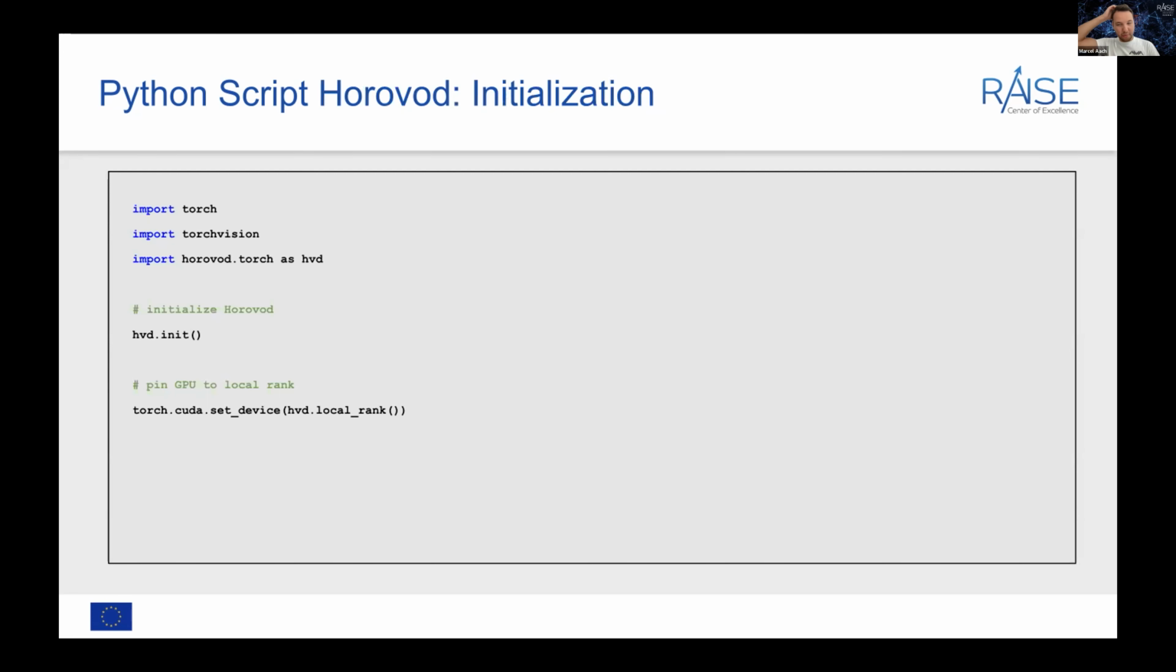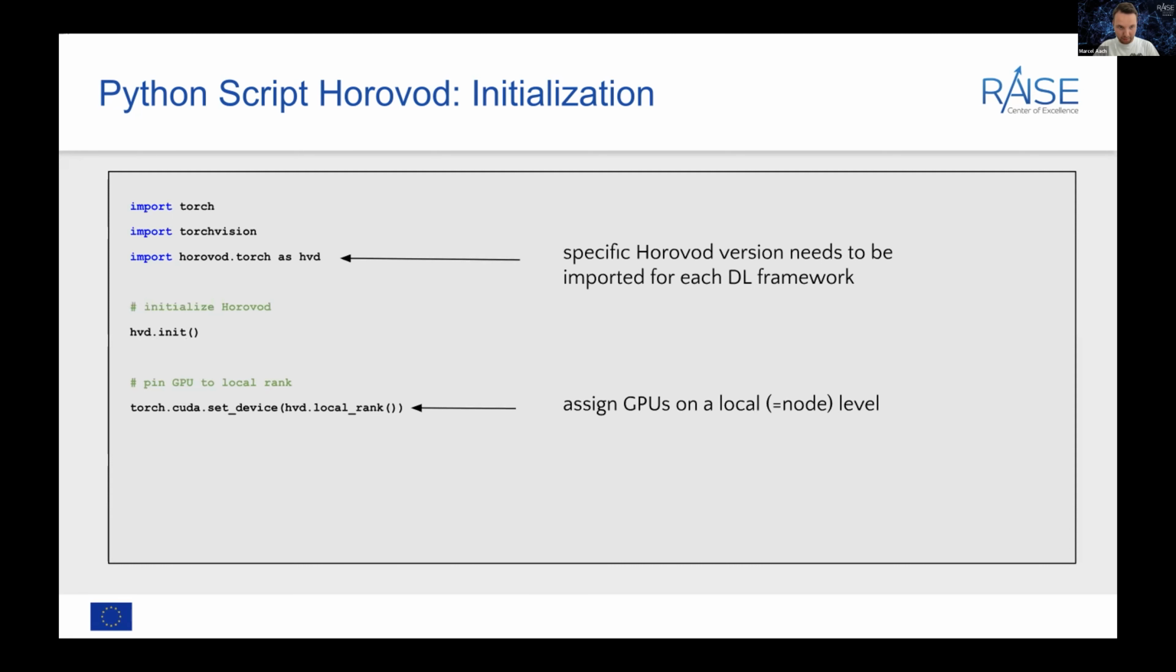So let's start with the Python script for Horovod. At first, you of course need to do the initialization, and for that you need to import the specific Horovod library that is built for your framework. In my case, I'm using Torch, so you need to import the Horovod version that belongs to PyTorch. Then you just call Horovod init, very simple.